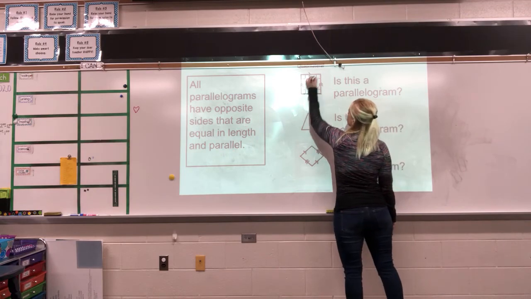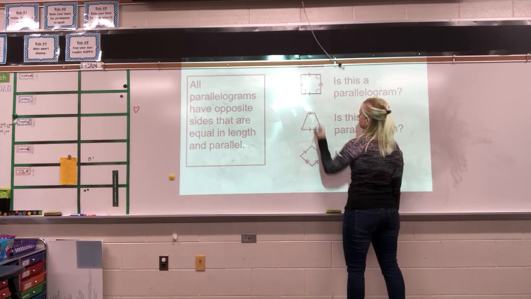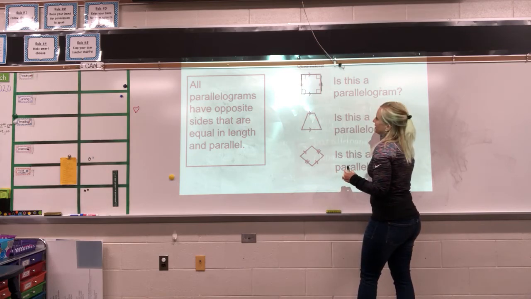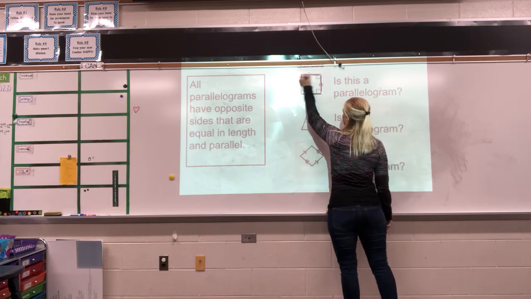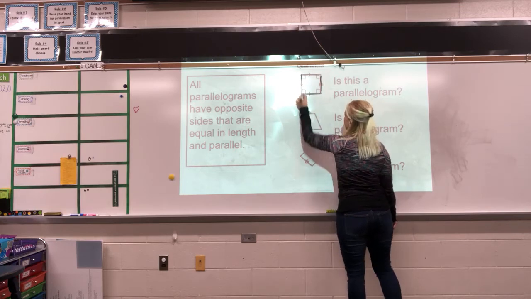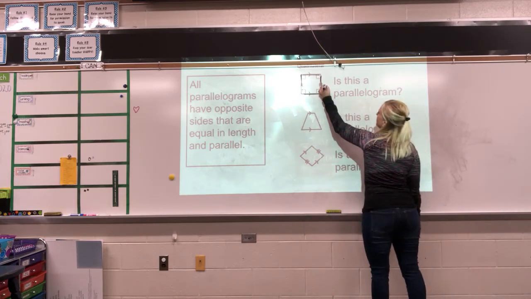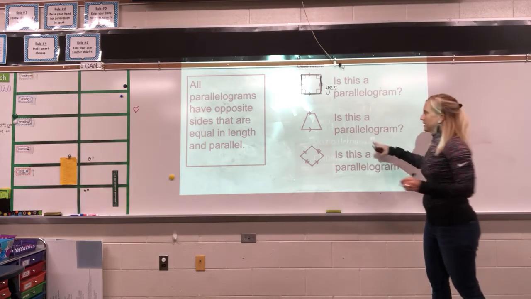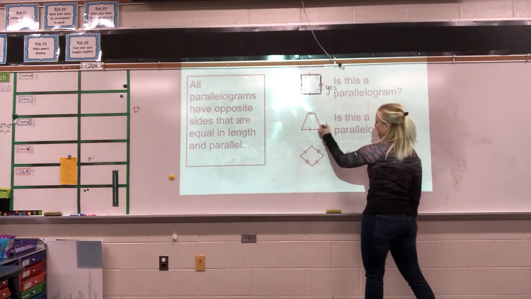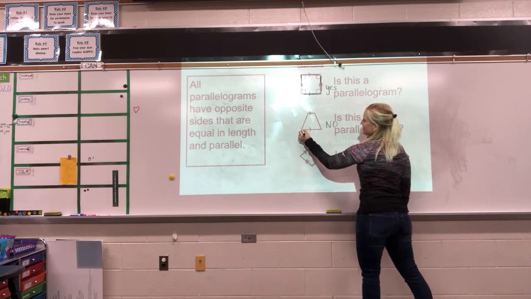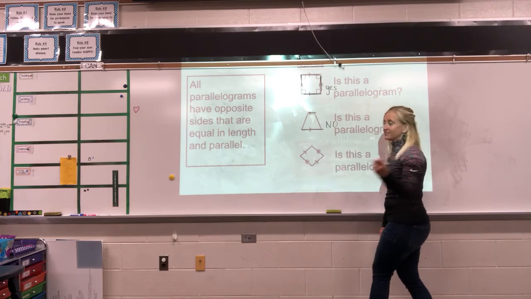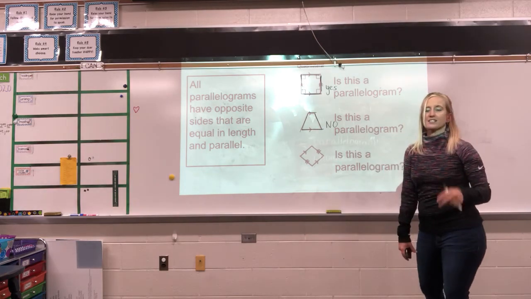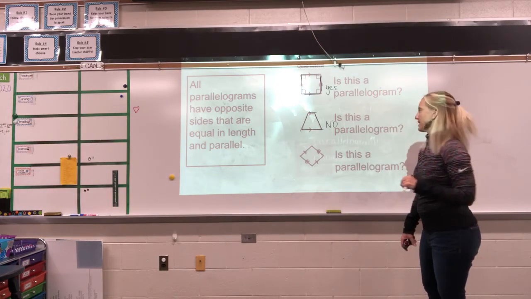So are these equal in length? Yes. And are these equal in length? Yes. Okay, and are these parallel and are these parallel? So is that a parallelogram? Yes. Is this a parallelogram? This is not a parallelogram because these are parallel, which is great, but these are not parallel. Okay, and a parallelogram has to have 2 sets of parallel sides.